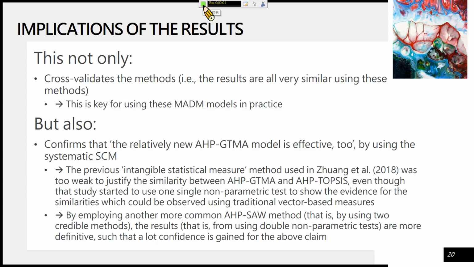First, the similarity of the three models that are benchmarked here are cross-validated. This is important for model applications in the practice of MADM. Second, following the first point, we may confirm that AHP-GTMA, which is a relatively new approach, is effective too by using the systematic SCM method.